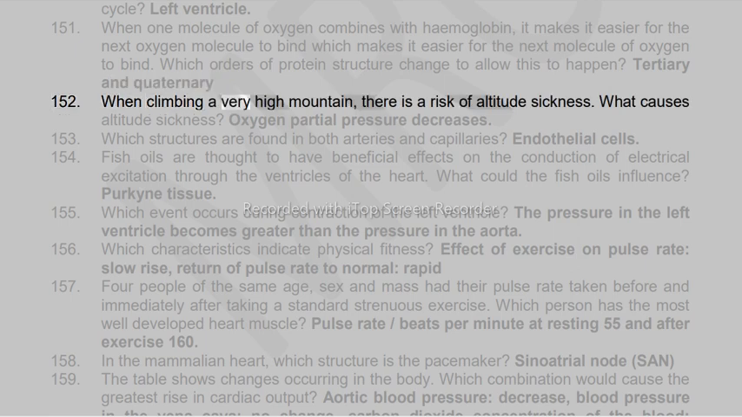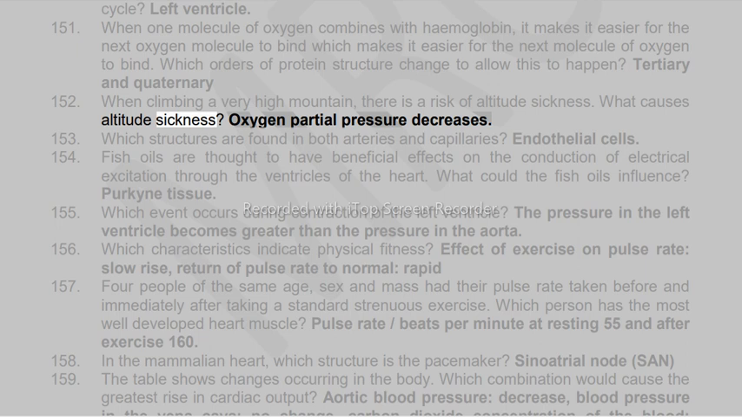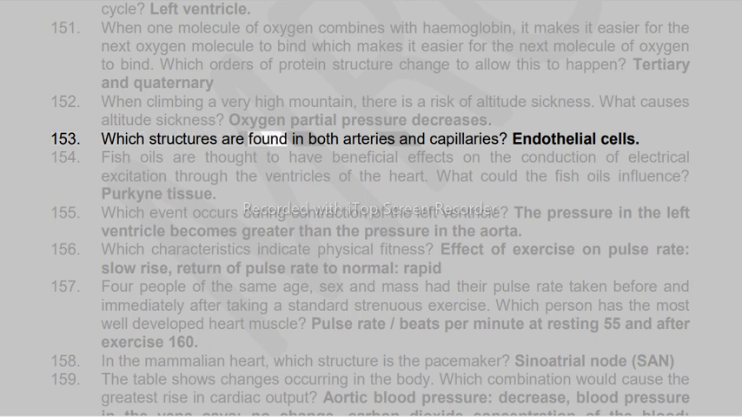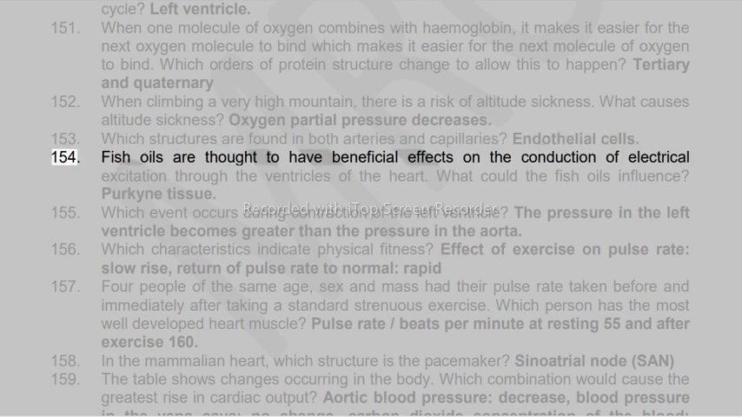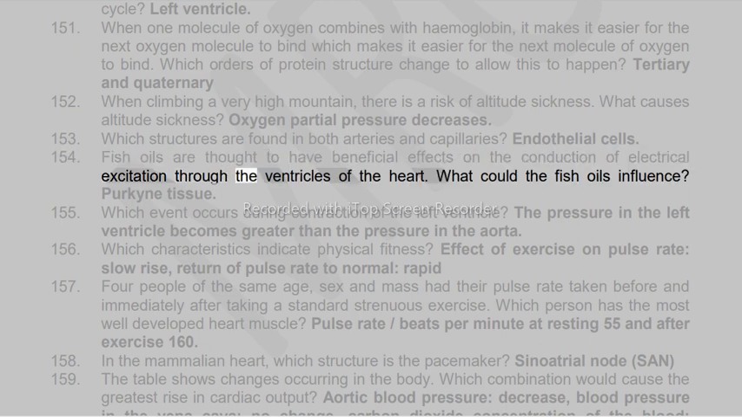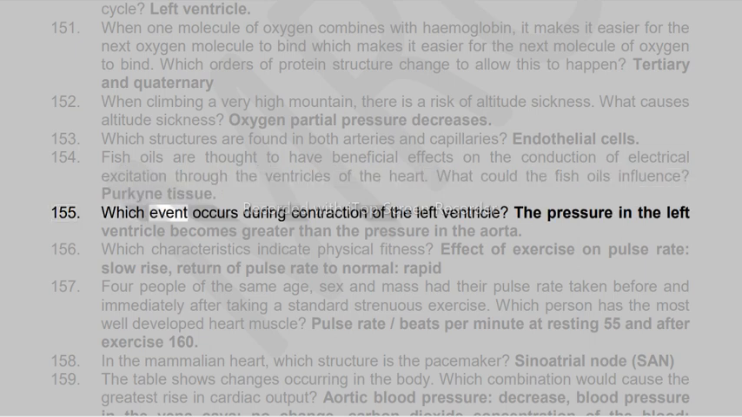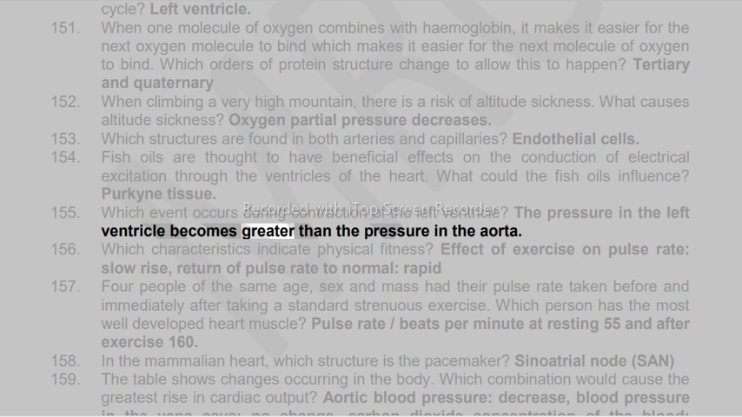152. When climbing a very high mountain, there is a risk of altitude sickness. What causes altitude sickness? Oxygen partial pressure decreases. 153. Which structures are found in both arteries and capillaries? Endothelial cells. 154. Fish oils are thought to have beneficial effects on the conduction of electrical excitation through the ventricles of the heart. What could the fish oils influence? Purkinje tissue. 155. Which event occurs during contraction of the left ventricle? The pressure in the left ventricle becomes greater than the pressure in the aorta.